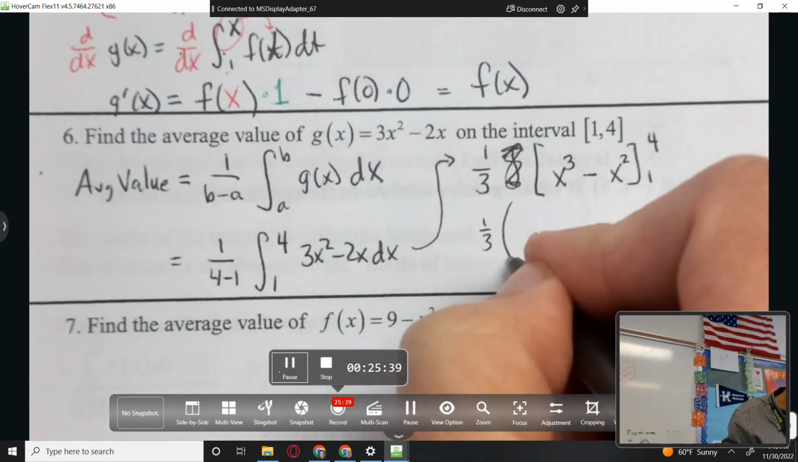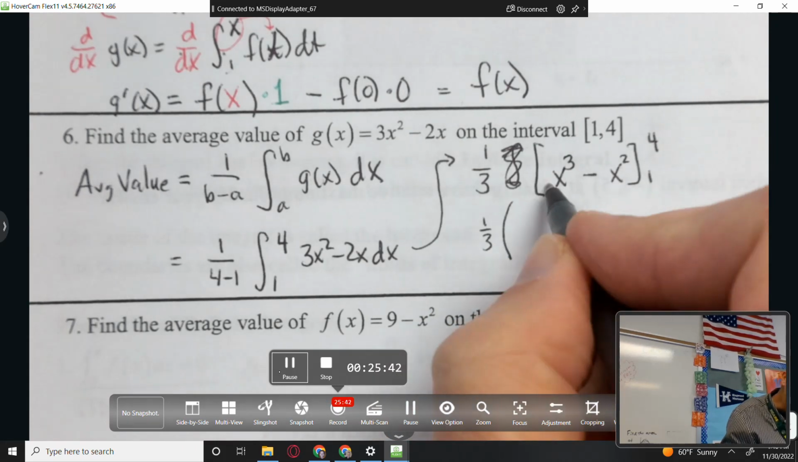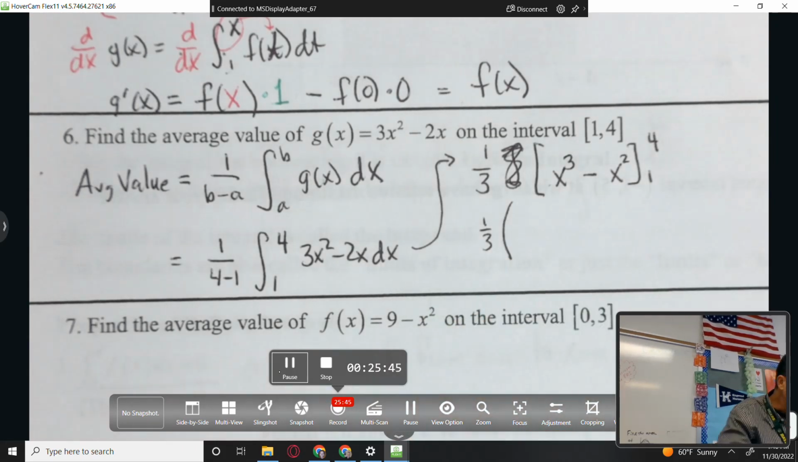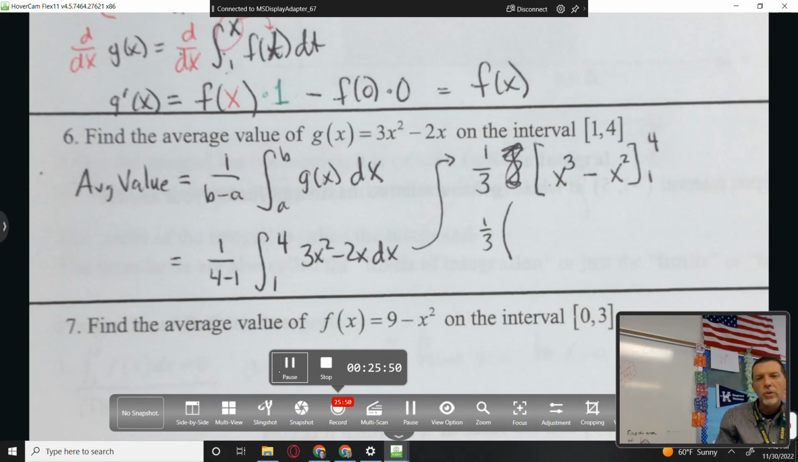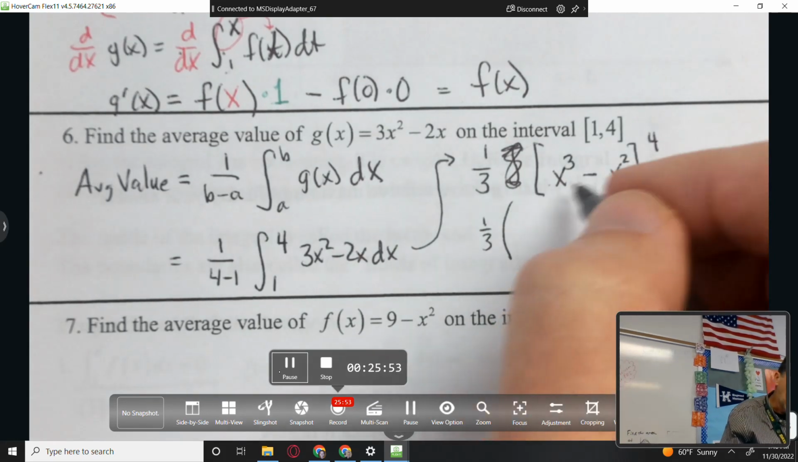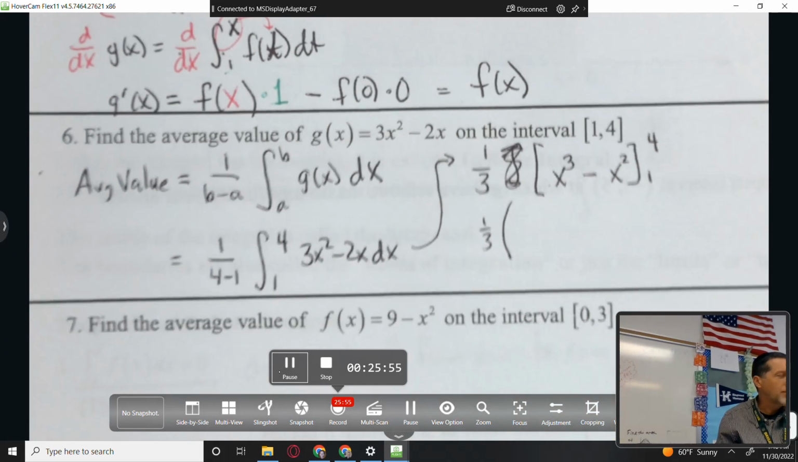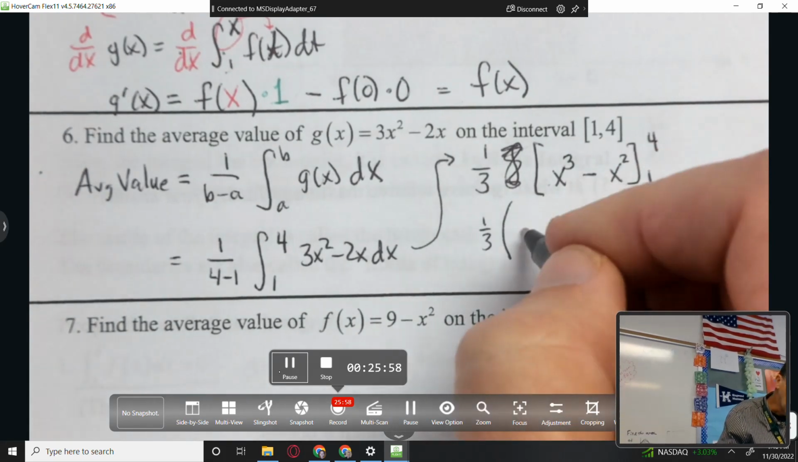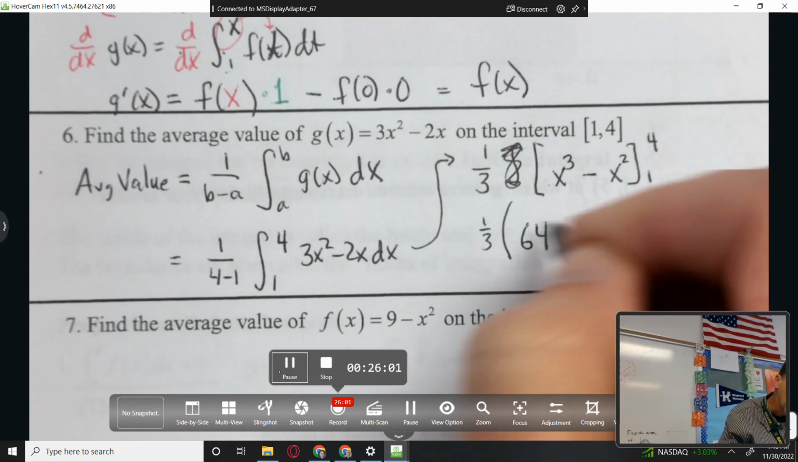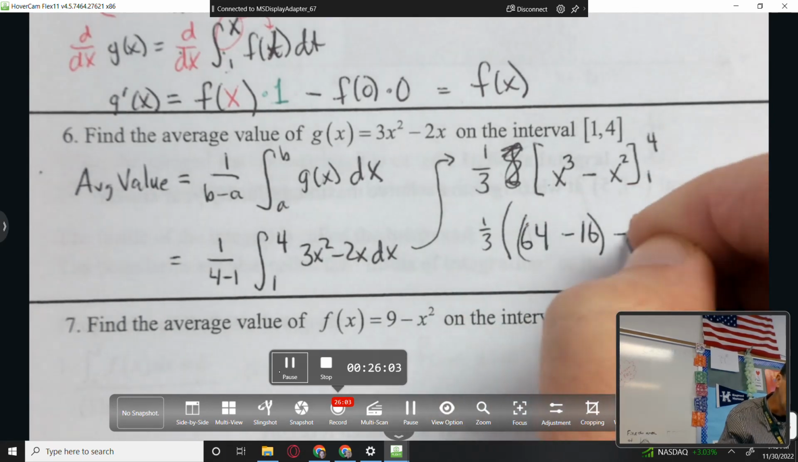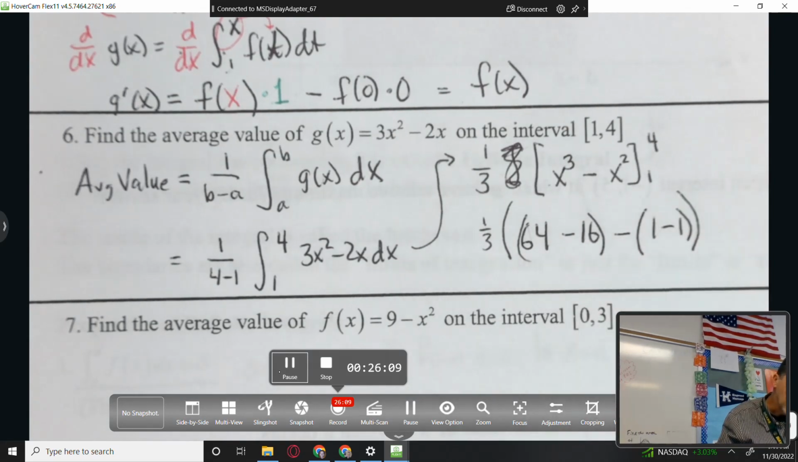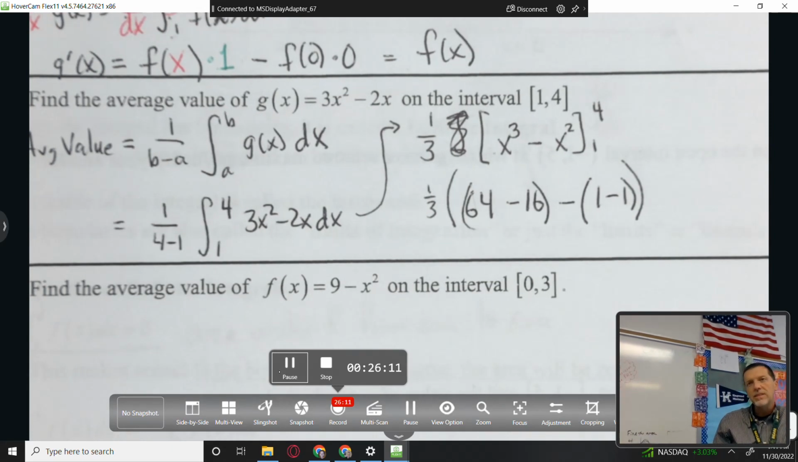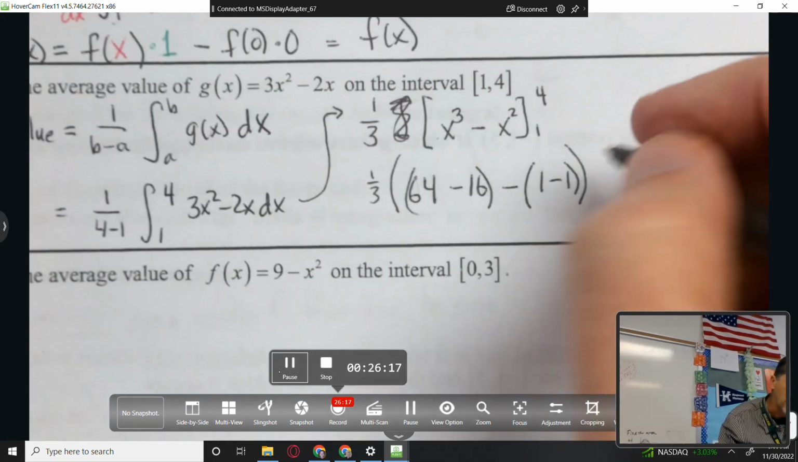So 1/3. And then I'll plug in the 4. Just trying to think, do I want to be lazy or do I want to cube the 4? Being lazy would just be writing 4 cubed and 4 squared. Yeah. But 4 cubed is 64. That's not too bad. 64 minus 16 minus 1 minus 1. Is that a safe stop? Yeah, that's just calculator ready computation stuff.